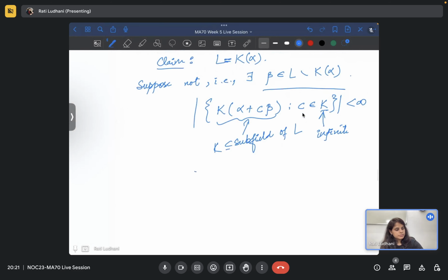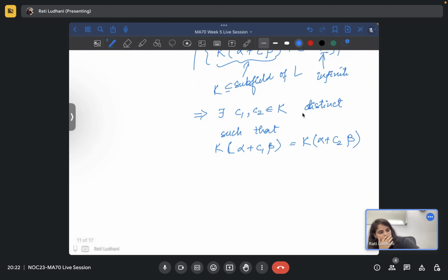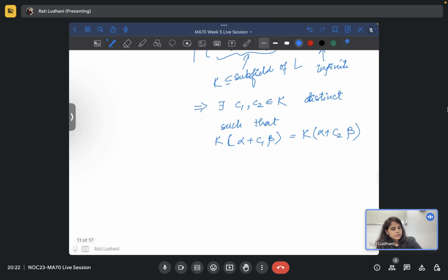Since k is infinite, this implies there exists some c1 and c2 belonging to k, distinct, such that K(alpha plus c1 beta) is the same as K(alpha plus c2 beta). So this field is the same as the other field. With c1 and c2, these both sets are the same, these both subfields are the same. Now if this is the case, then what should we write? Yes, c1 and c2 are distinct, that is important.